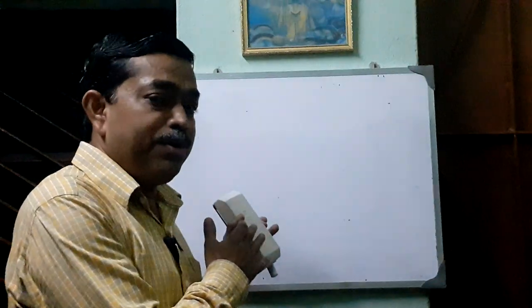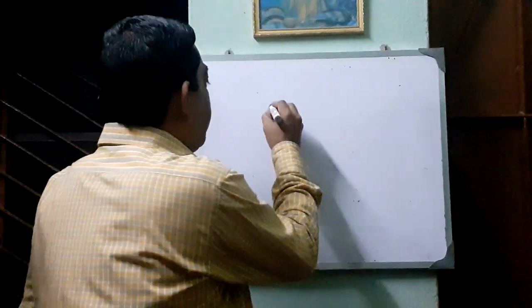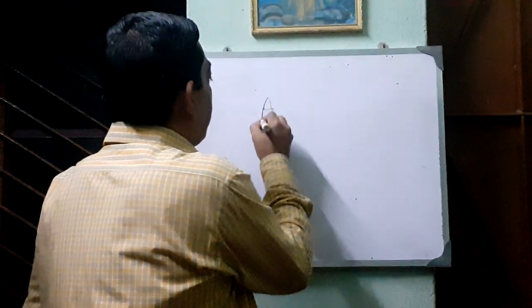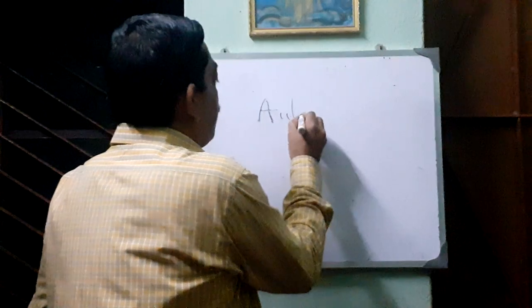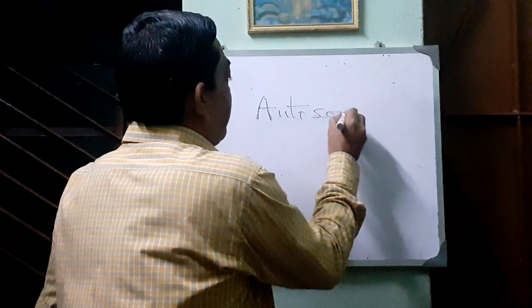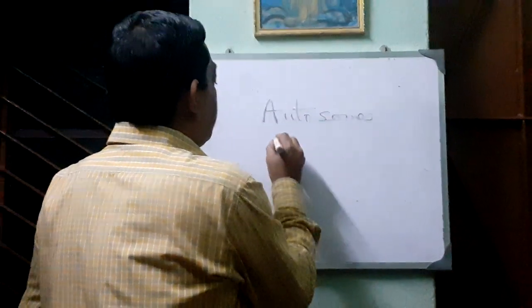Now, two more terms come up when we discuss chromosomes. There are two types of chromosomes generally present in eukaryotic cells. One is called autosomes, and the other is called allosomes.